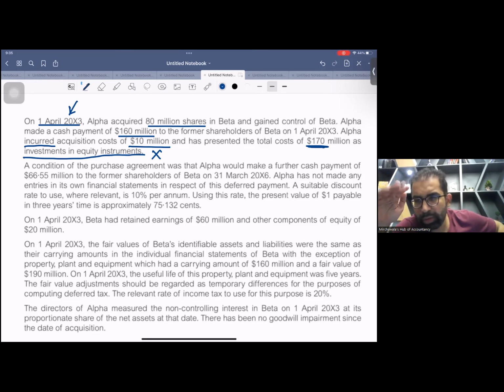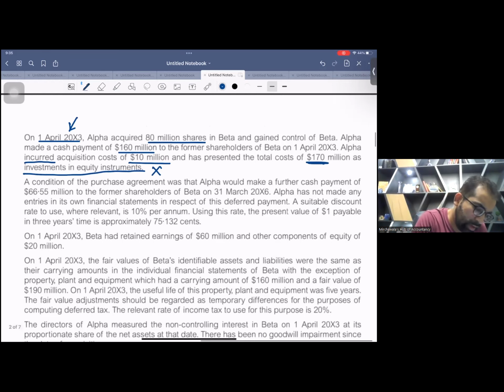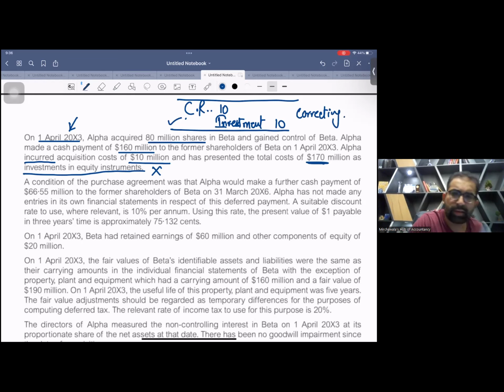So you have to reduce consolidated reserve. Let me directly make a short correcting entry. Although entries are not required in this question, the correcting entry will be this. Consolidated reserve debit 10 and investment in subsidiary credit 10. This is the correcting entry, dear students.